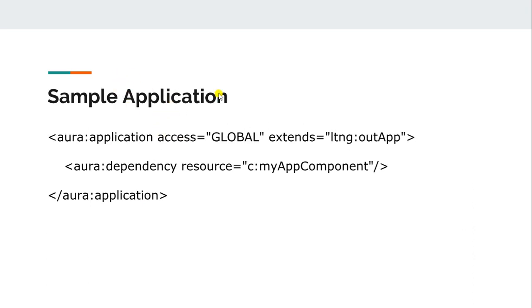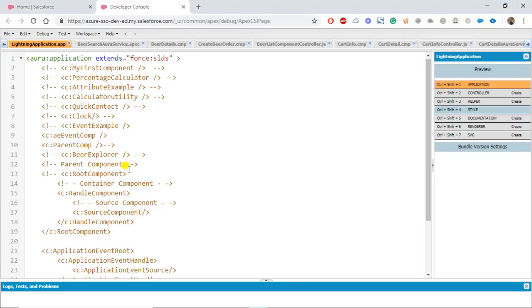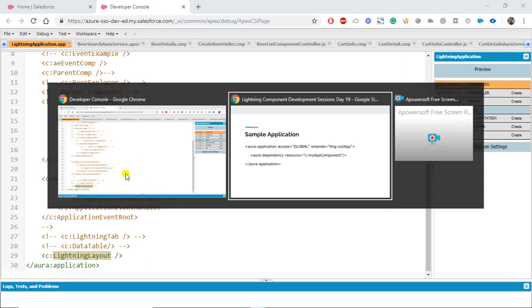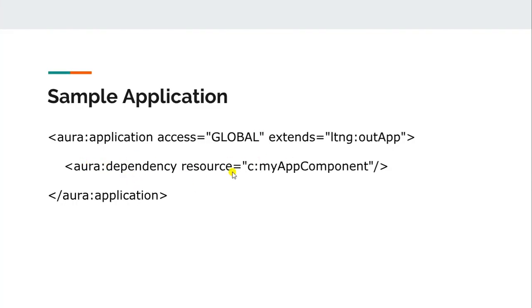If you want to use our component inside a VFs or inside any third-party application, we need to extend ltng:outApp, so that we can use it, and then we need to define the dependency either using the aura:dependency tag or using the tag that we are using, c:lightningLayout, whatever we want to use over there. No problem, you can use any of the tags. Here you can see this is just a sample, so we are defining only one dependency under the sample application.